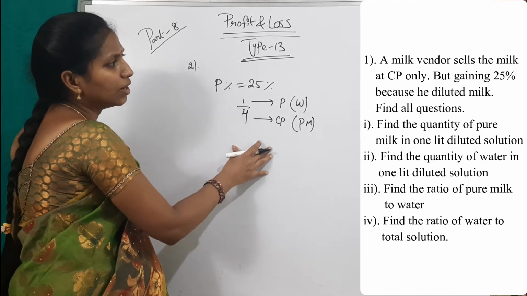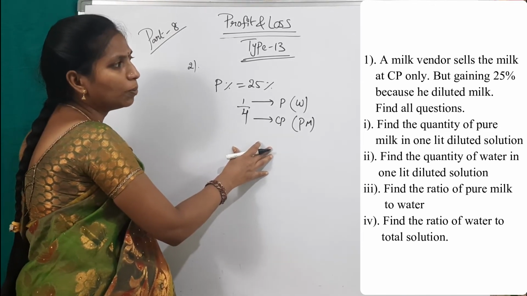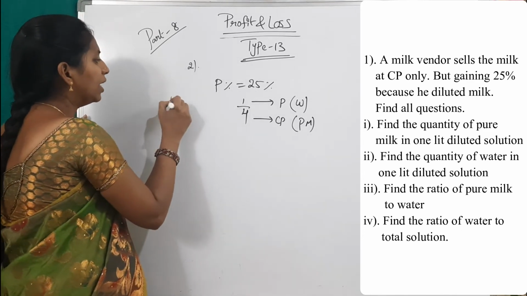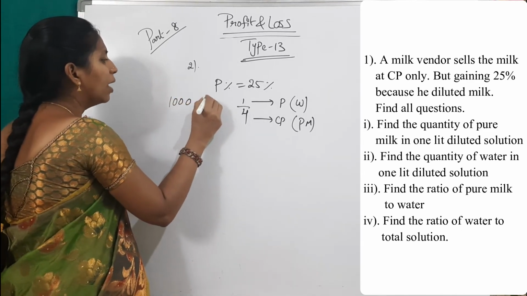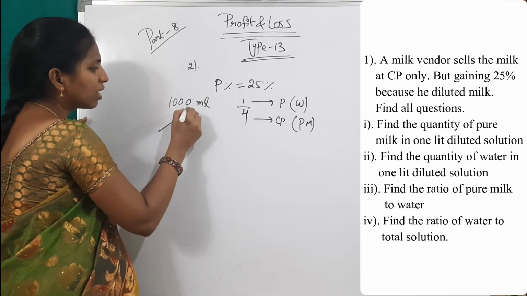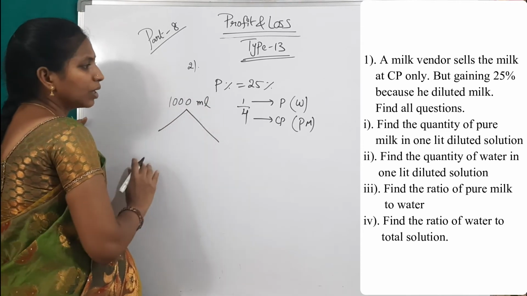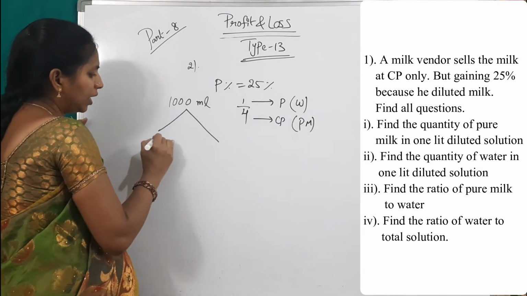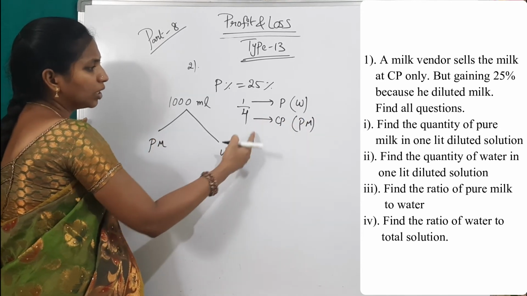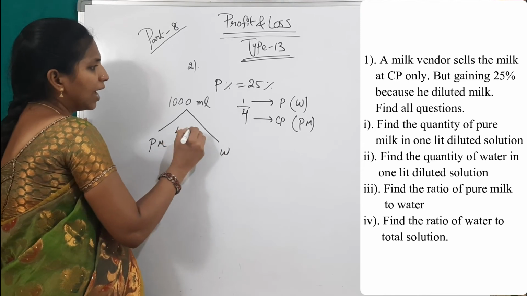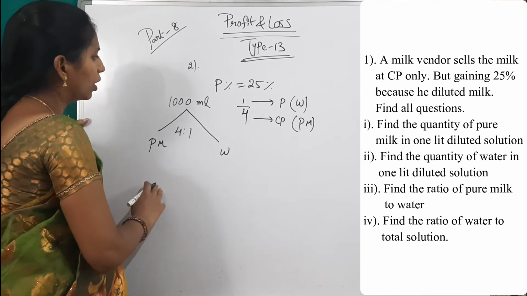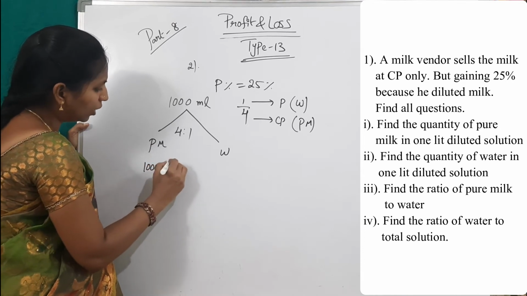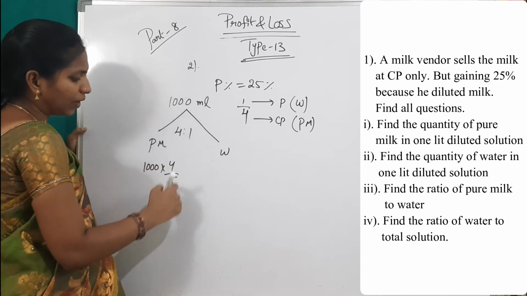See the first question. Find the quantity of pure milk in 1 liter diluted solution. 1 liter means the same 1000 milliliters, just like the previous question. Here pure milk is 4 parts and water is 1 part. To find the pure milk, 1000 into 4 by 5, the total being 5.